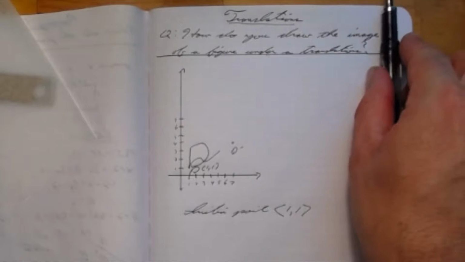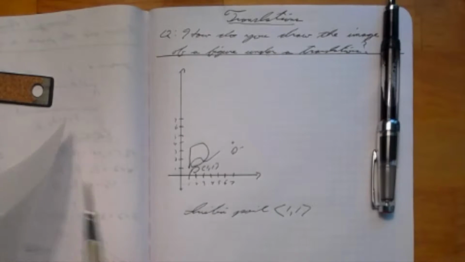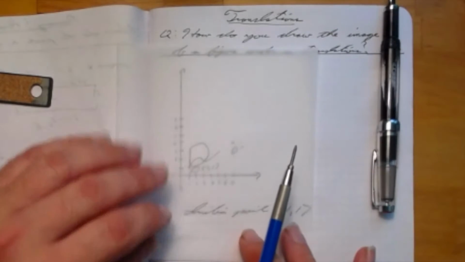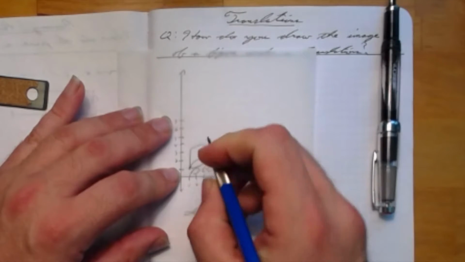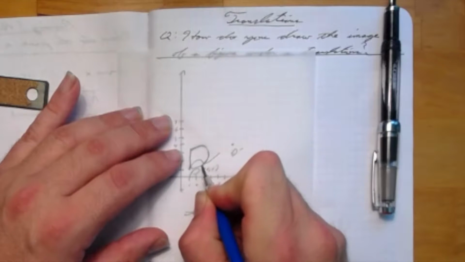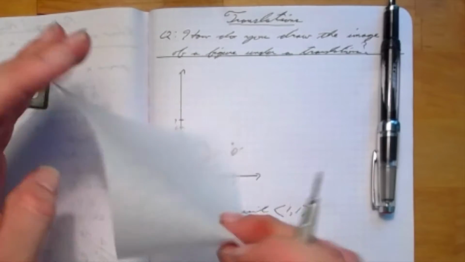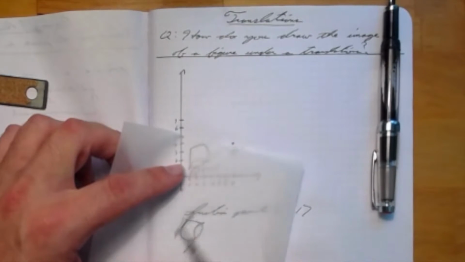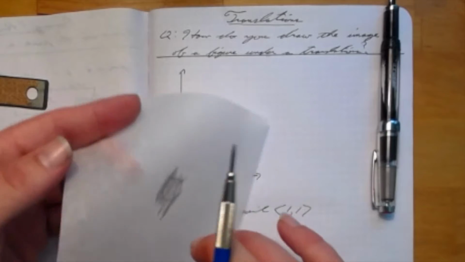Now I want to figure out this translation. The easiest way for me to do this is using tracing paper. So I'm going to place the tracing paper down over my image. I'm going to mark D, and I'm going to trace that entire image. Once I have it traced, I'm going to flip my paper over, dirtying the underside as we've done before with tracing paper.